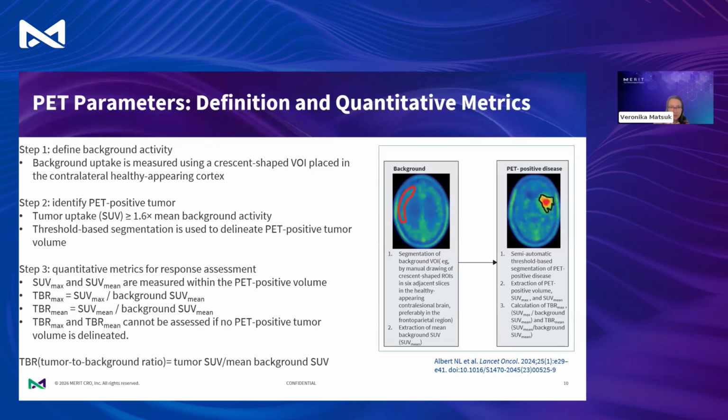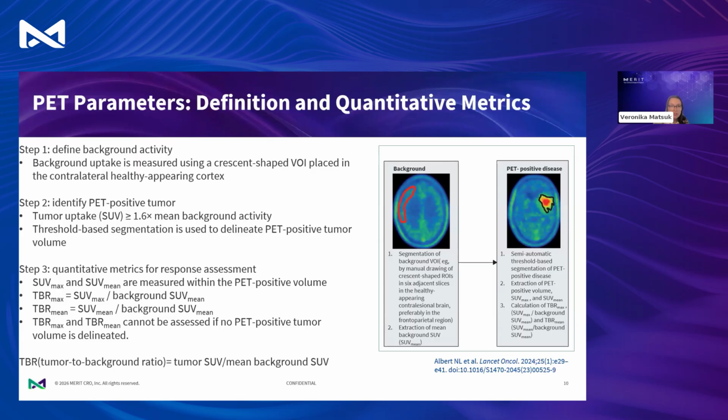TBR, or the tumor to background ratio, is particularly important because it will normalize uptake against the patient's own normal brain, making it more stable across scanners and sites than the raw SUV values alone.